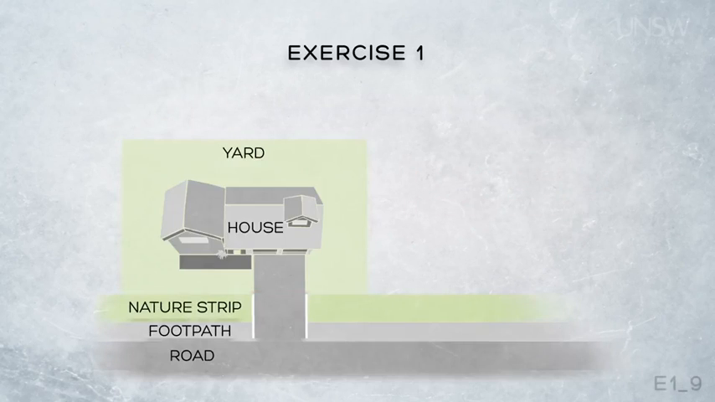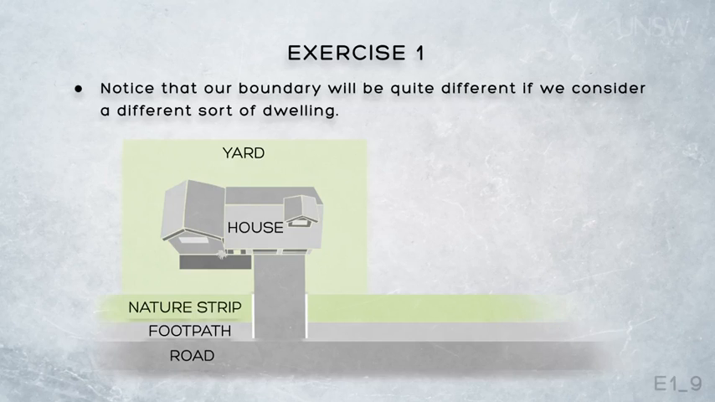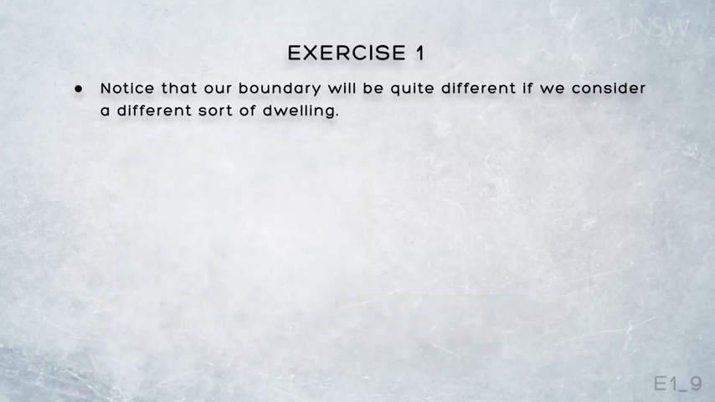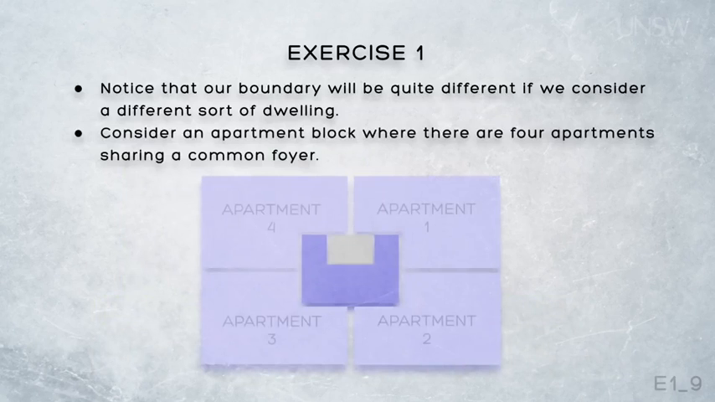Now, so far, we've really only considered one sort of dwelling. In your exercises, you may have considered others. Notice that our boundary will be quite different if we consider a different sort of dwelling. Consider an apartment block where there are 4 apartments on each floor sharing a common foyer.